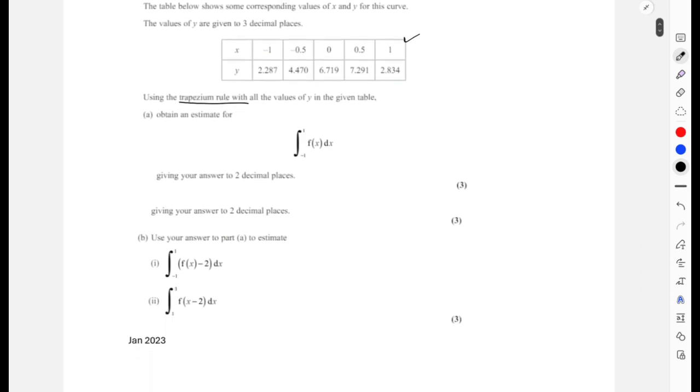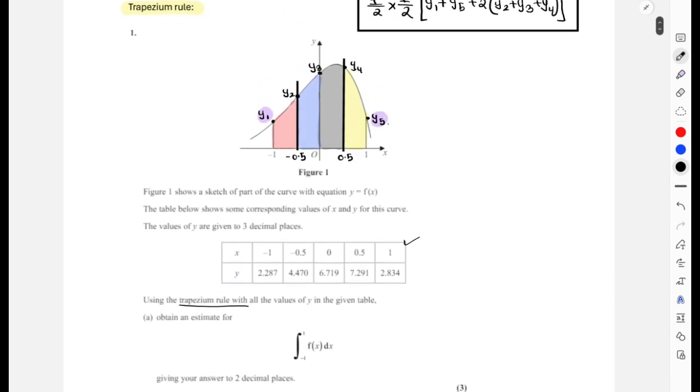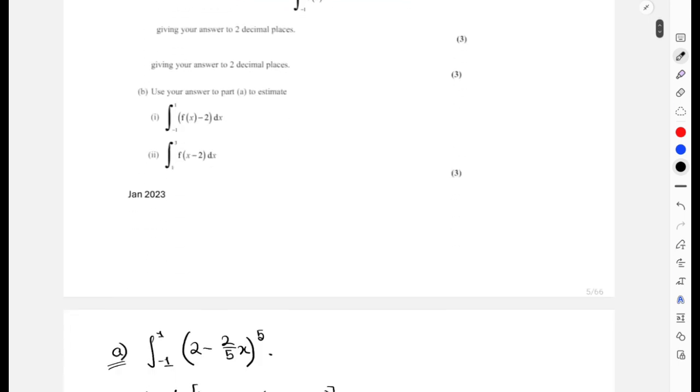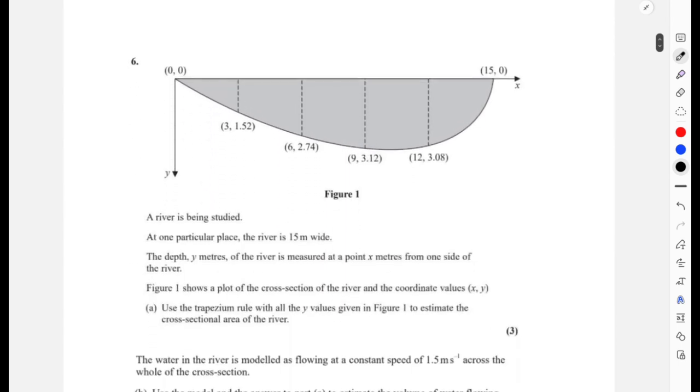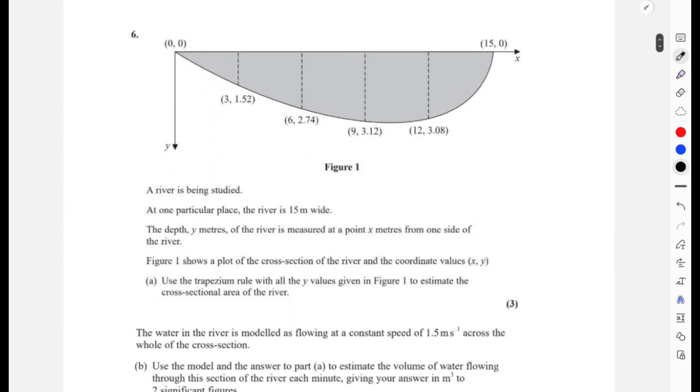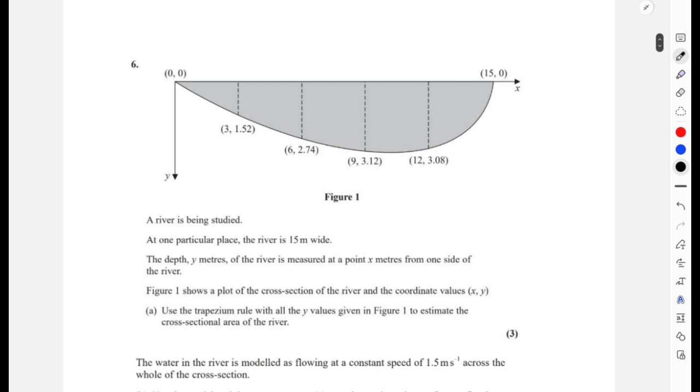Okay. So yeah, this is it for your integration, area for a trapezium rule. We'll move on to your next question very quickly. This is again an integration with trapezium rule. Now over here, they have given you information that these are your coordinates 1, 2, 3, 4, 5. This is already clear that your outermost boundary for y is 0 and the other outermost boundary for y is again 0. And in between them, you have 1.52, 2.74, 3.12, 3.08.